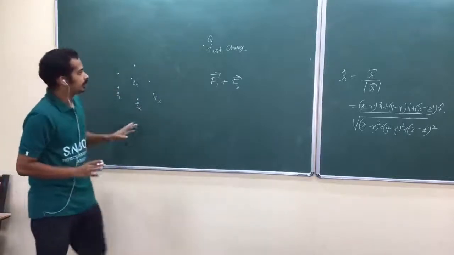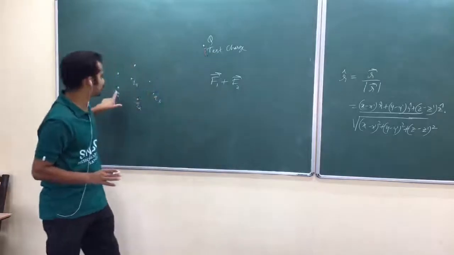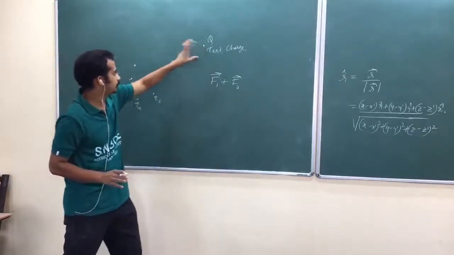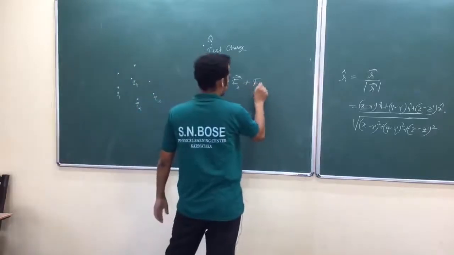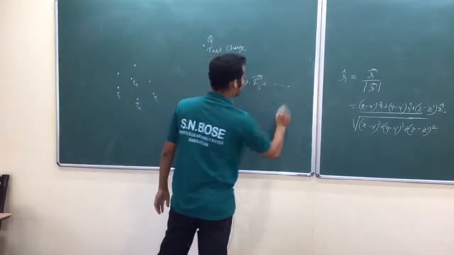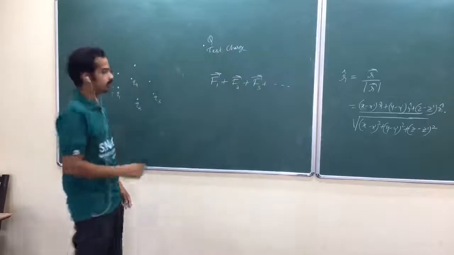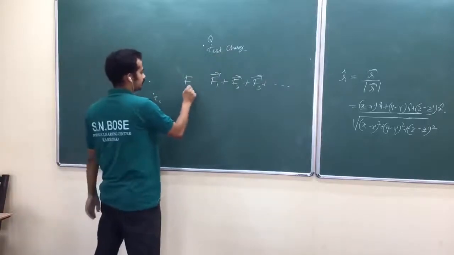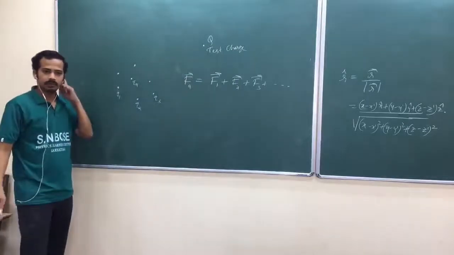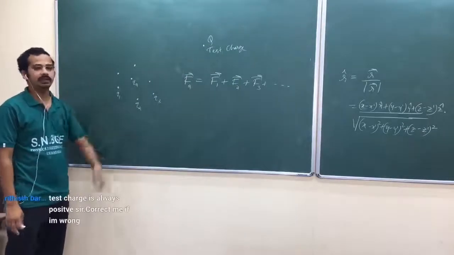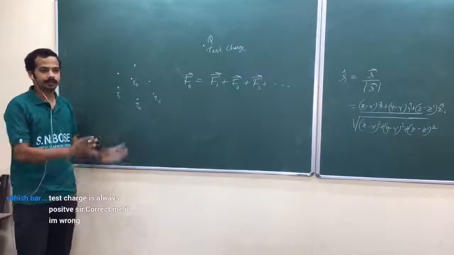I can find the force on this test charge due to Q1. I can find the force on this test charge due to Q2. Similarly, due to Q3. And I can add them vectorially, and I can find the resultant force on charge Q. Is that okay? So now, while writing here, we explored one idea.